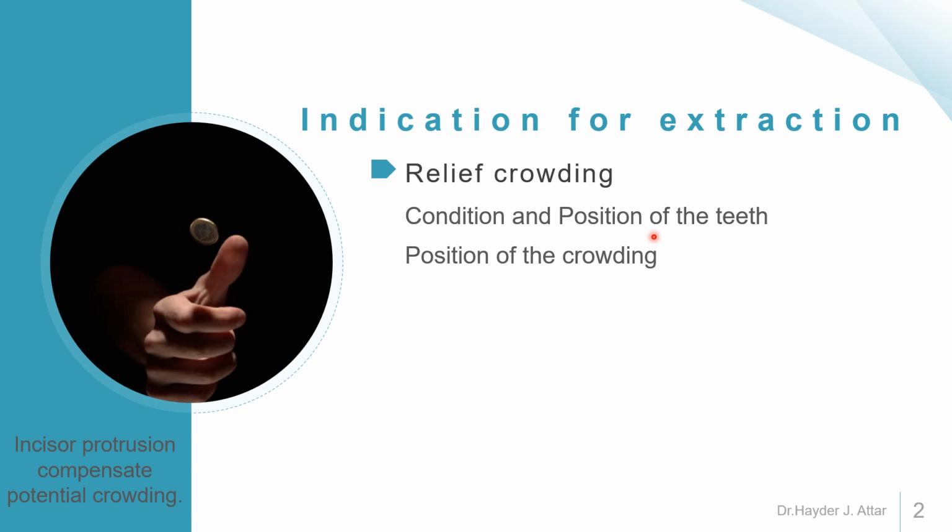Position: the tooth to be extracted should be as near as possible to the crowding area. For example, in crowding in the anterior part of the teeth, we prefer the extraction of the premolar because the first premolar is regarded as near as possible to the crowding area.